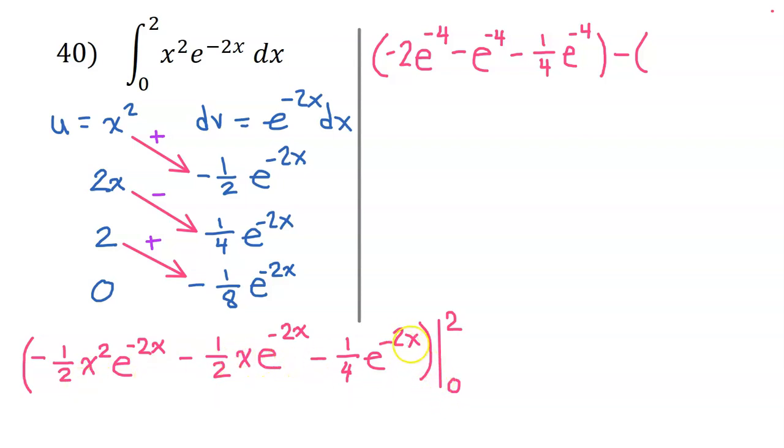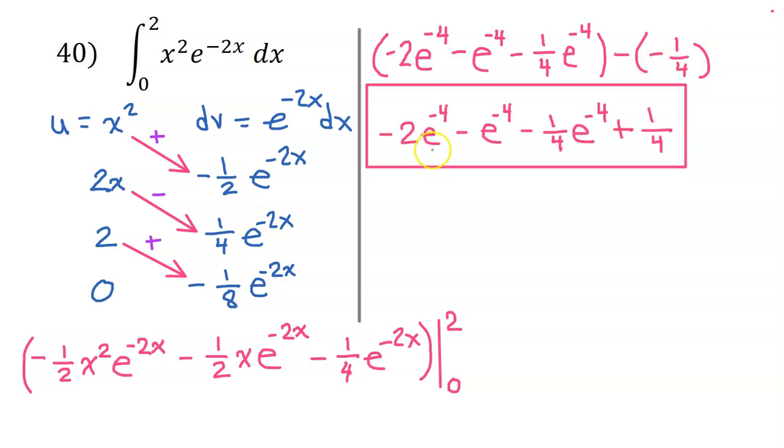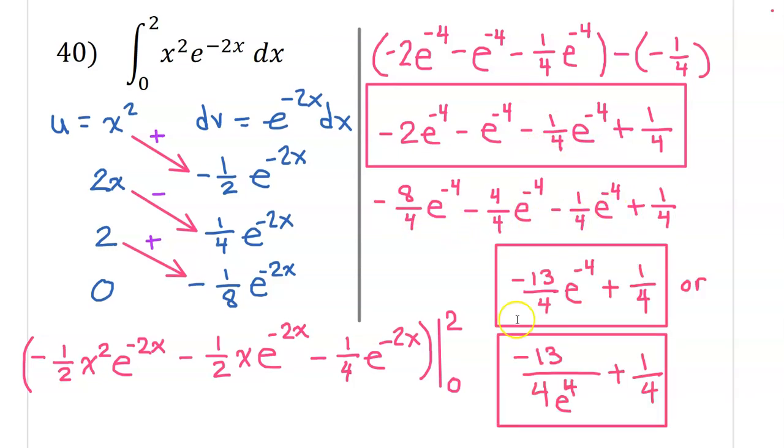If we put in 0 for this last x, we have e to the 0 power, which is 1. So we will be left with negative 1/4. Minus a negative is a positive. So this is one version of the final answer. The first 3 terms are like terms, so we can simplify this a little bit. Making like denominators gives us this, and combining like terms gives us this or this.